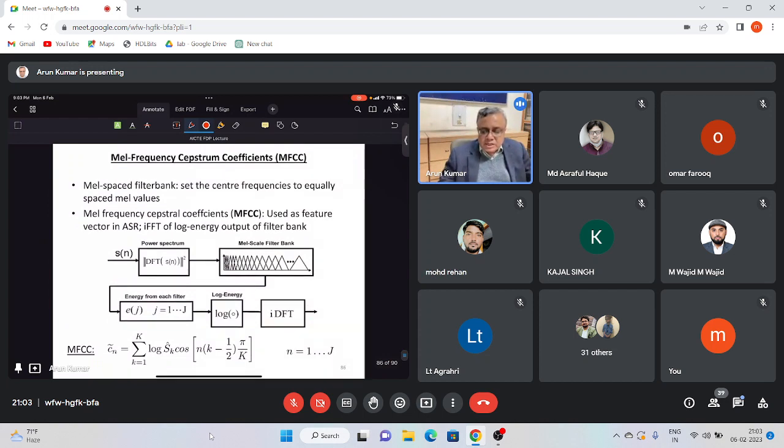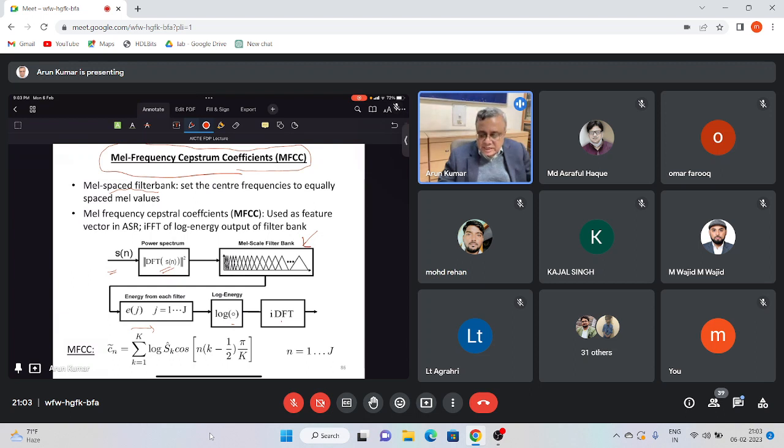So what is used in speech recognition almost universally are Mel frequency cepstrum coefficients, MFCCs. So basically how is MFCC derived? We have a Mel spaced filter bank. So you have this bank of filters over here. You have the speech signal, take the magnitude Fourier transform and its square, pass the signal through this bank of filters, take the energy at the output of each filter, take the logarithm and the inverse DFT.